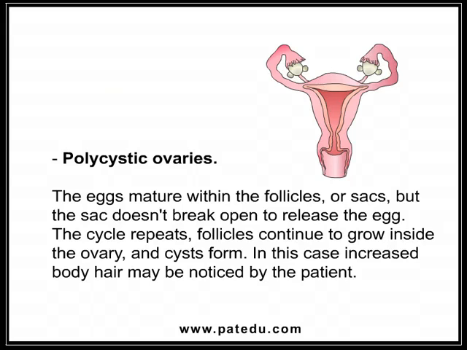Polycystic ovaries. The eggs mature within the follicles or sacs, but the sac doesn't break open to release the egg. The cycle repeats, follicles continue to grow inside the ovary, and cysts form. In this case, increased body hair may be noticed by the patient.